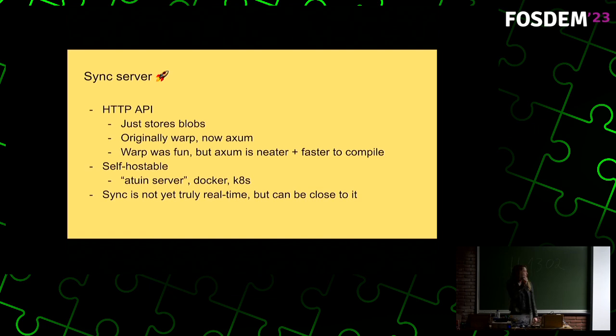The Atuin sync server is completely self-hostable. Anyone with it installed can just run Atuin server and have a running server. We also have Docker images and Kubernetes manifests for anyone that wants to get a little bit more fancy.